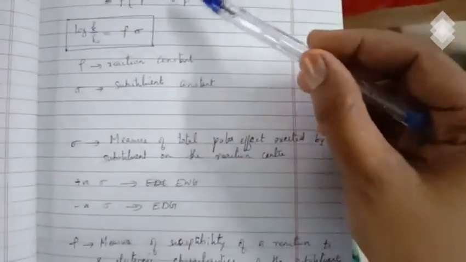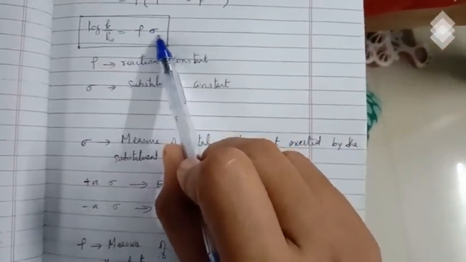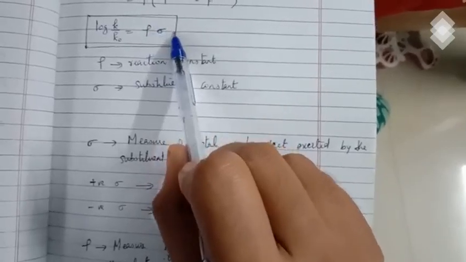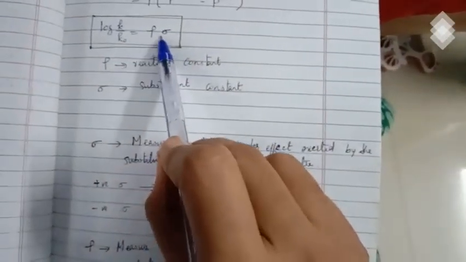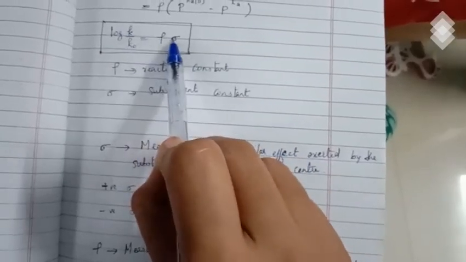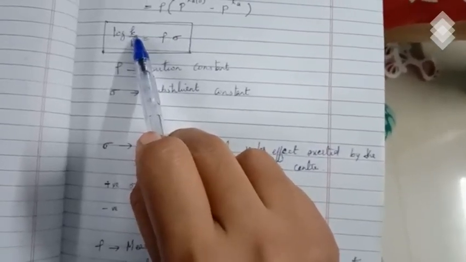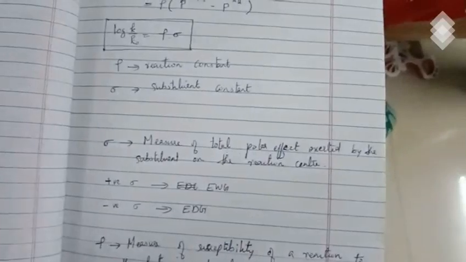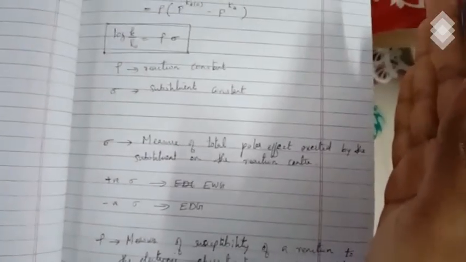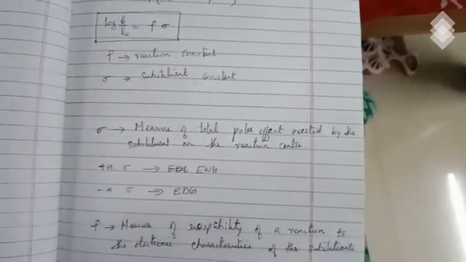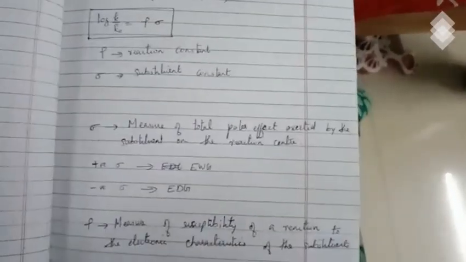We said that sigma is the measure of total polar effect exerted by the substituent on the reaction center. Sigma is the measure of the total polar effect exerted by the substituent on the reaction rate, the effect of the substituent on K. So sigma is the extent of that effect. Meta nitro group has a polar effect which can affect the reaction center. Rho will define how much that sigma value affects the K value.